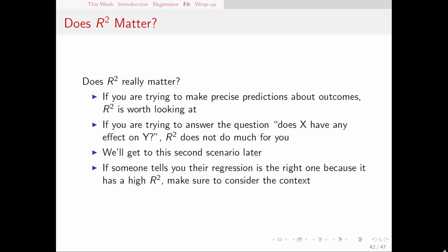Let's talk a little bit about what R-squared actually tells us. A high R-squared means that our regression was able to explain a large amount of the variation in y, whereas a low R-squared tells us that there is a lot of variation out there that we weren't able to get at. If our goal in running the regression is to try to make precise predictions about exactly what y is going to be given a certain x, then R-squared does matter to us. Making accurate predictions will be easier if we have a model with a high R-squared.